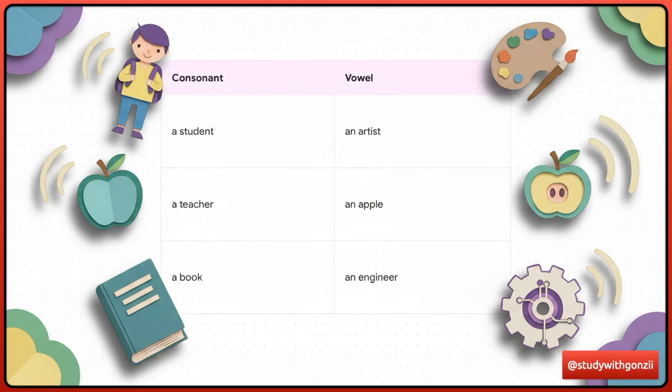Notice over in the left column, we use "a" plus a consonant sound: a student, a teacher. You hear that hard consonant right off the bat, right? Now jump to the right column. Here we use "an" plus a vowel sound: an artist, an apple, an engineer. The English language really hates that awkward, choppy pause that happens when you try to smash two vowel sounds together, like "a artist." It just feels clunky. So we sneak that N in there to make the whole thing flow beautifully.